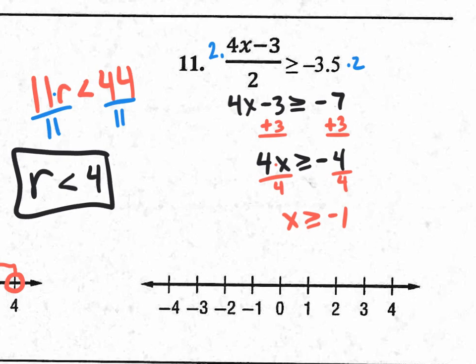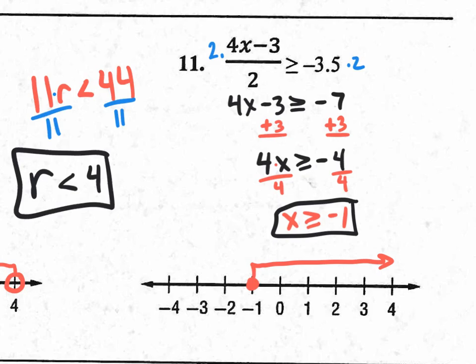So the answer is x is greater than or equal to negative 1. So let's go to negative 1. Because it's or equal to, because it has a solid line underneath it, it's going to be a solid dot. Again, this solid line makes it solid. If it were just greater than, it'd be an open dot. And this is greater than, and greater than is to the right. So let's just draw an arrow this way, to the right.